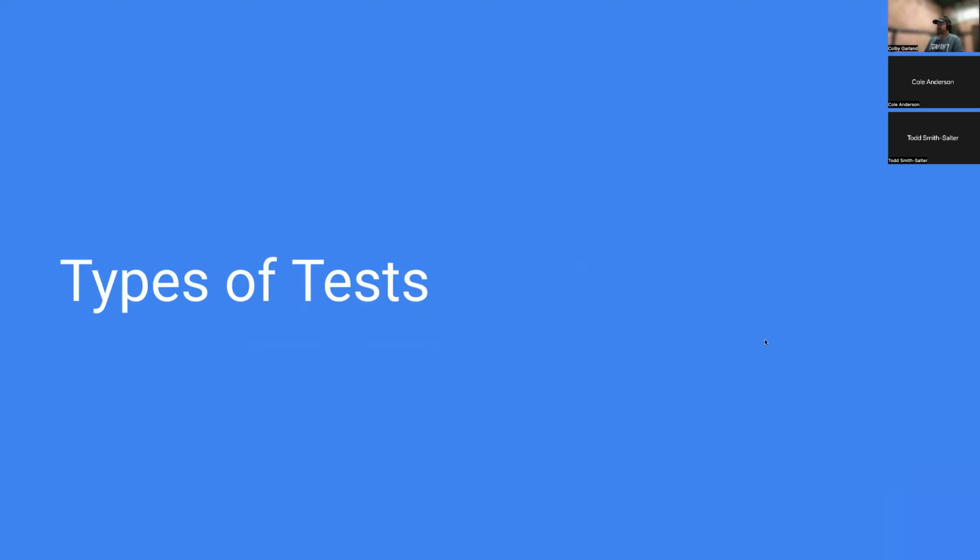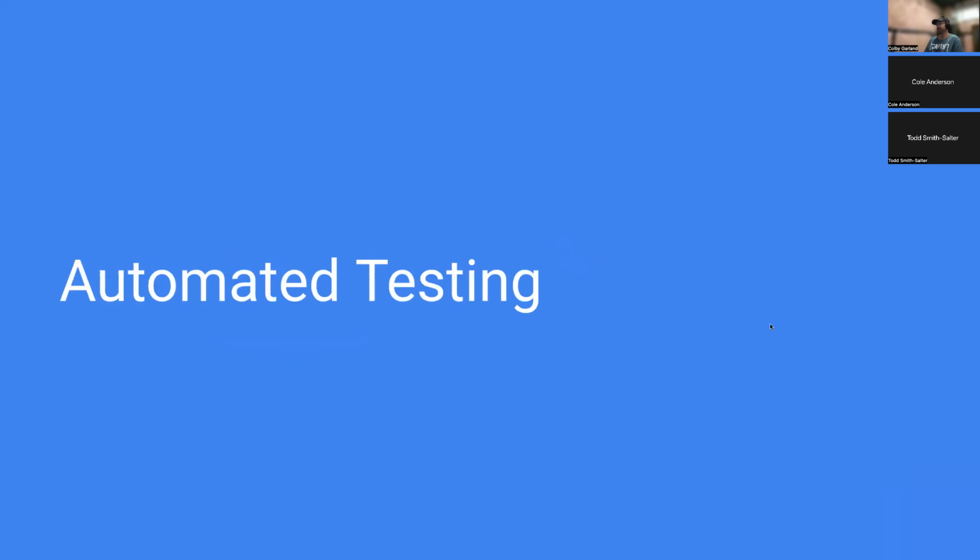So there's a few different types of tests, obviously. We have automated testing, and then there's manual testing. And this presentation is mainly about automated testing. Manual testing is somebody physically going and testing the app. You have like a QA team, or yourself.